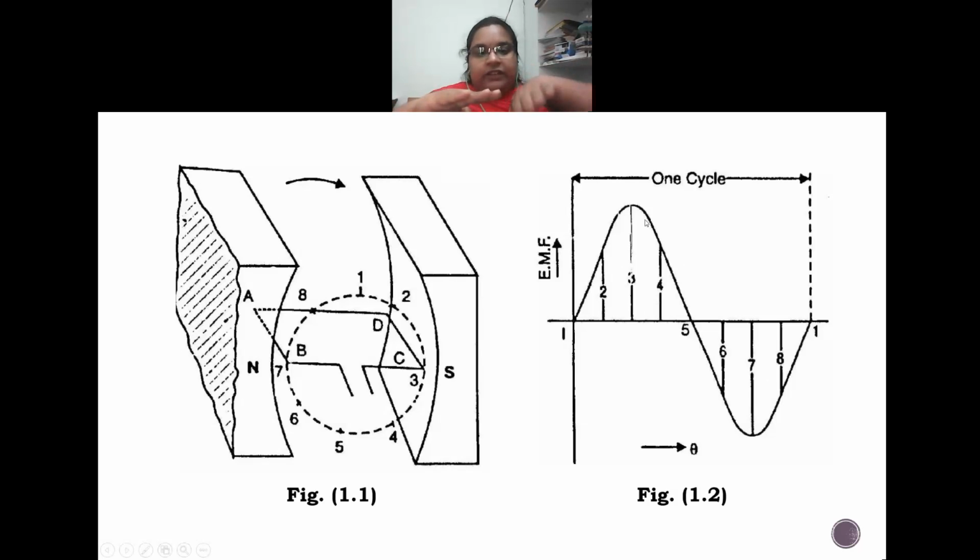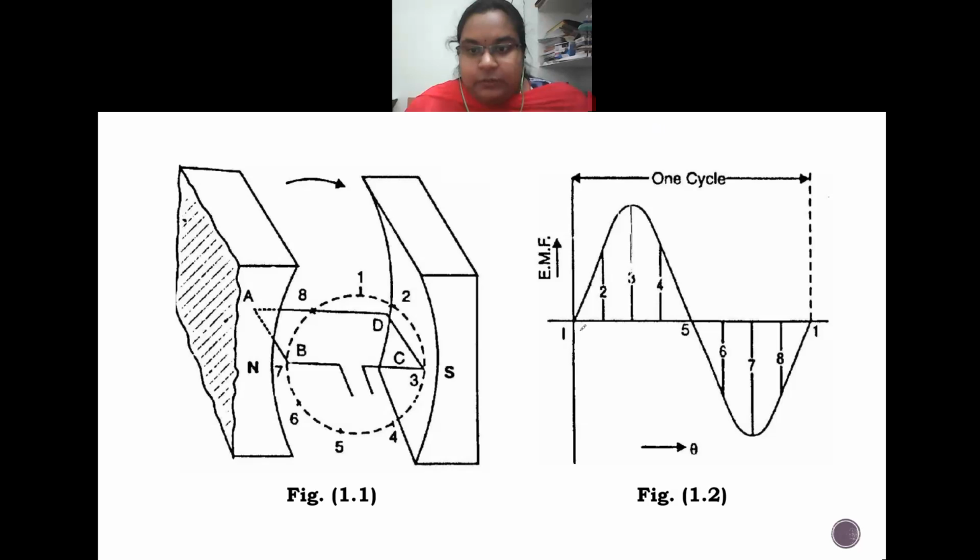In a similar way, now the conductor is moving downwards. Again the area to which the conductor is exposed is reducing, and when it comes to exactly 180 degrees, there will be no cutting of the flux, and then no EMF is induced. So this is the first cycle, from the first position to the fifth position. From the first position to the fifth position, the EMF slowly increases, reaches maximum, slowly decreases, and then reaches zero again. So this is the first cycle.